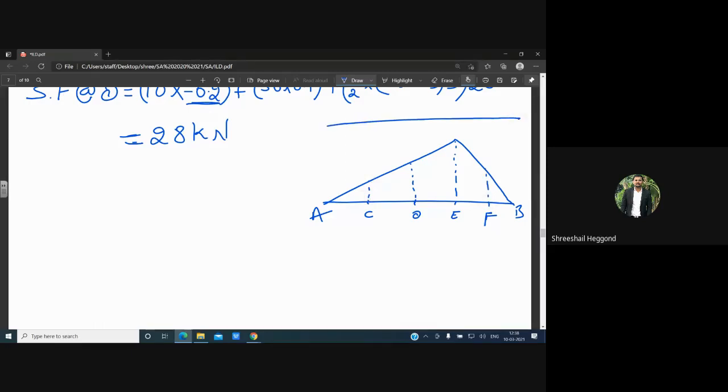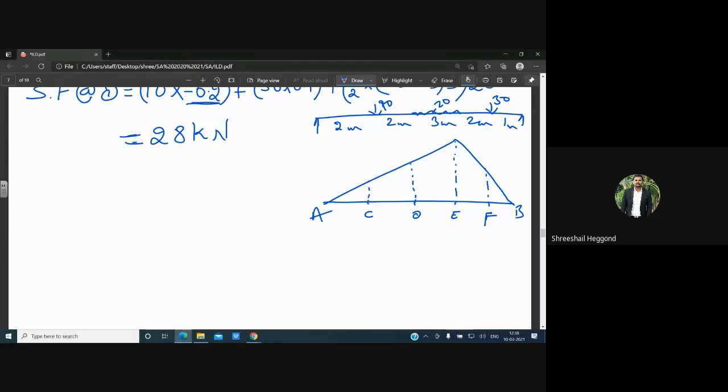The initial beam will be given with the reactions, and the spans are 2 meter, 2 meter, 3 meter, 2 meter, and 1 meter. This is a 10 kilometer load and this is 20. The loading conditions are given.